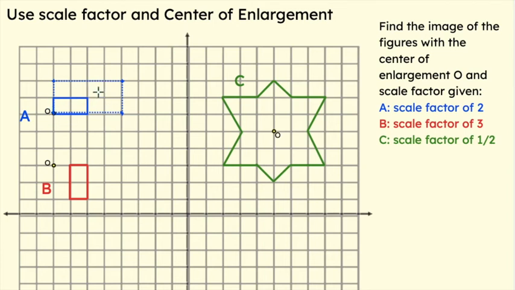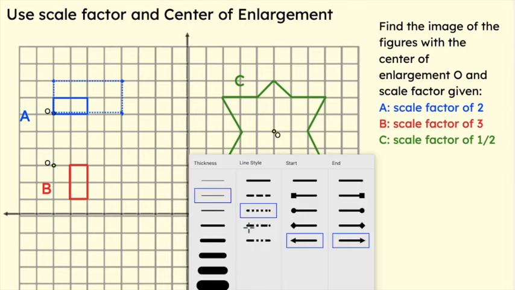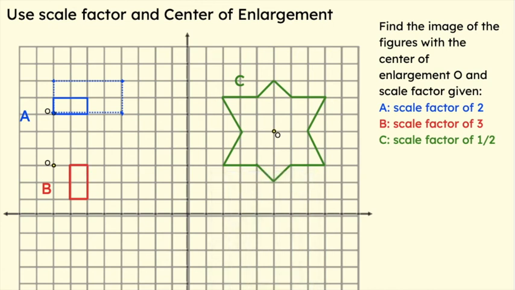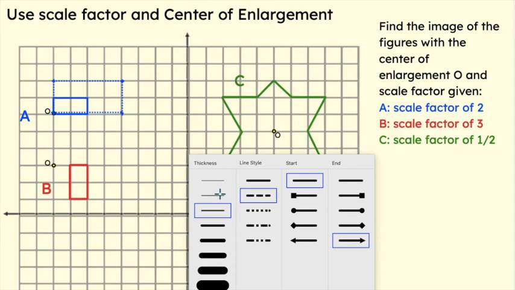Okay, with B, we need a scale factor of 3 from this center of enlargement. So our point's not on it. So how we're going to do that then is we are going to, let me take off the arrow function of this actually.